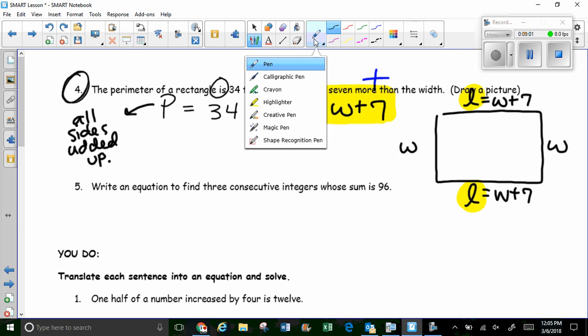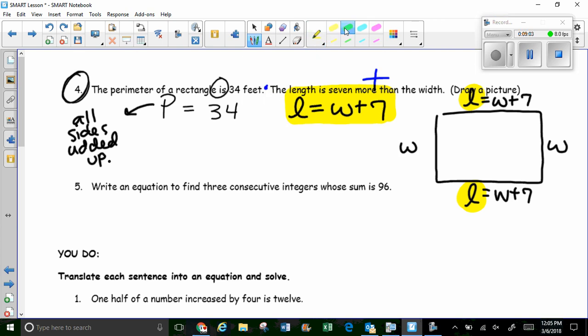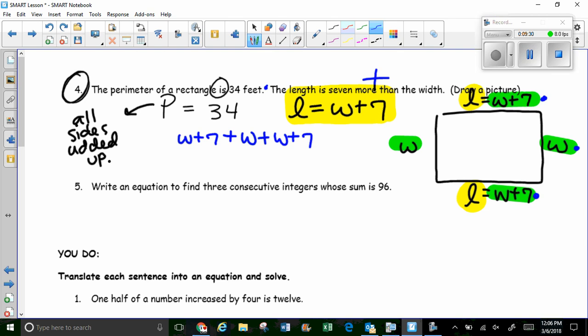And now when I add up all my sides to set that up with the perimeter, I'm going to add W plus 7 plus W plus W plus 7 plus W. So you should see where this is coming from. I'm adding up all the sides. W plus 7 comes from this side right here, plus W, which is this side right here, plus, again, W plus 7, plus the last side, W. And I know that should total up to 34.